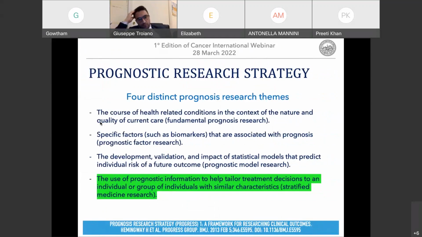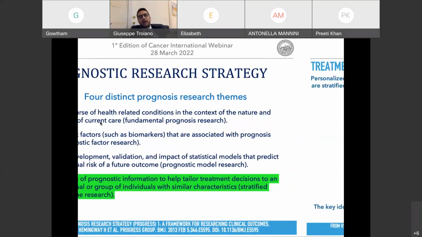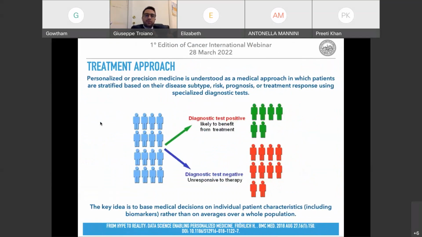Then the last stage is the use of prognostic information to help tailor treatment decisions to an individual or group of individuals with similar characteristics, and is called stratified medicine research. So the final outcome of this research is to perform and test a personalized treatment approach. This is called precision medicine and is understood as a medical approach in which patients are stratified based on their disease subtype, risk, prognosis, or treatment response using specialized diagnostic techniques.